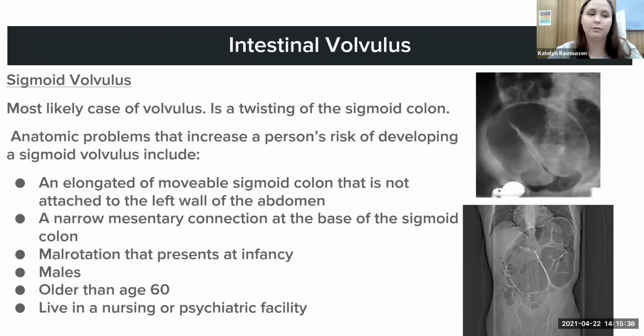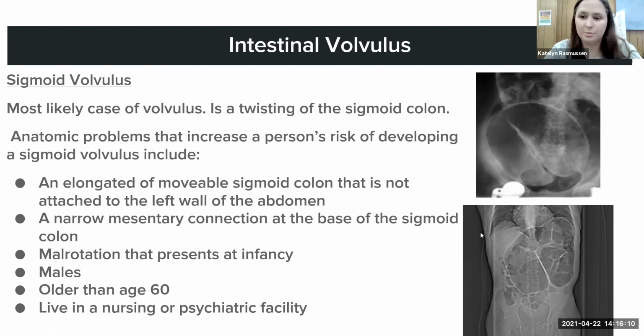With the sigmoid volvulus, the most likely cause of a volvulus is a twisting of the sigmoid colon. The anatomic problems that increase a person's risk for developing a sigmoid volvulus include an elongated and movable sigmoid colon that is not attached to the left wall of the abdomen, a narrow mesentery connection at the base of the sigmoid colon, malrotation present at infancy, being male, being older than age 60, and typically living in a nursing or psychiatric facility.